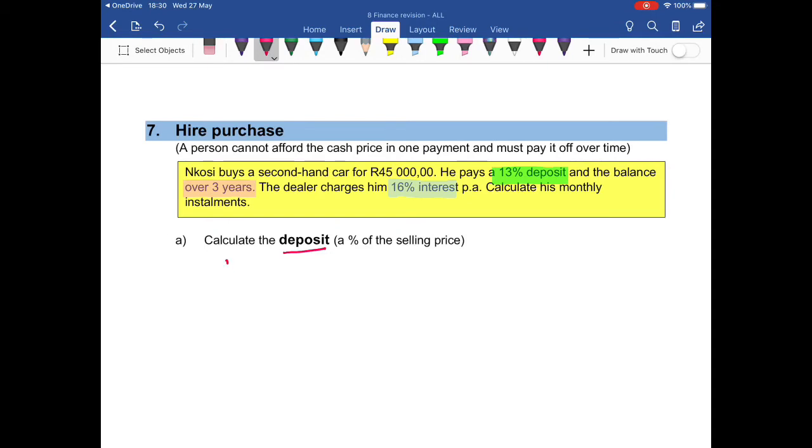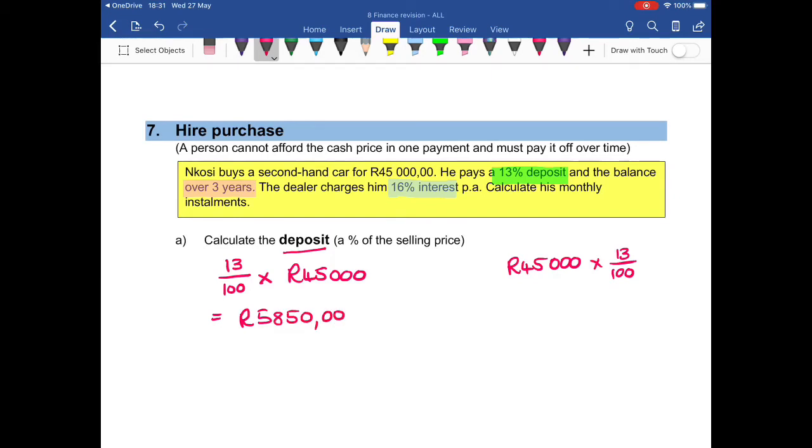So our deposit is 13%, which is 13 over 100 of the cost price or the cash price, which is 45,000. You could have written 45,000 multiplied by 13 over 100. Remember, you can swap multiplication sums around. If I calculate that, I will get 5,850 Rand. I have to pay a deposit to show goodwill, and then the shopkeeper knows that I'm serious about taking this car. So that is the deposit.